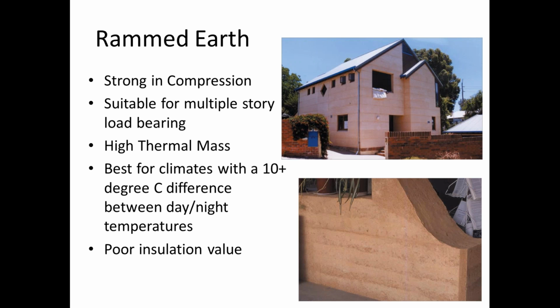And because it has a high thermal mass, it does have a poor insulation value. So again, that's why you want it in climates with that difference. You want to use the thermal mass to level out the differences between the hot and the cold temperatures. You don't want somewhere where it's cold all the time, because you'll essentially have to heat your house and just be losing heat through these walls.